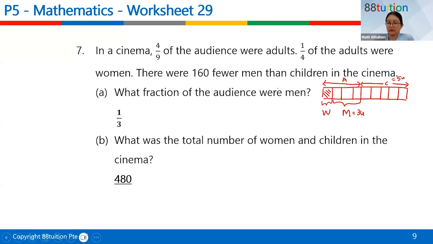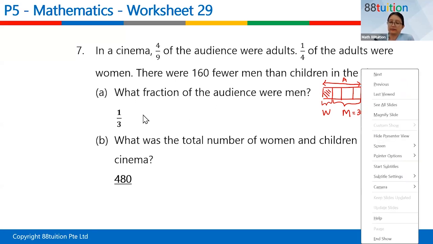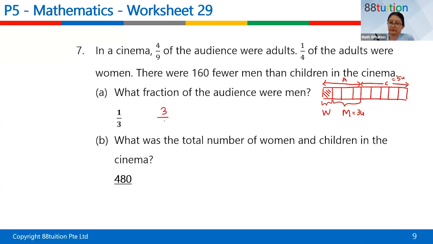But first we talk about fraction. What fraction were men? It's just 3/9. And then you divide by 3 to simplify it.